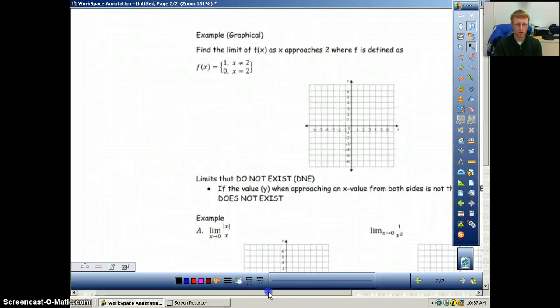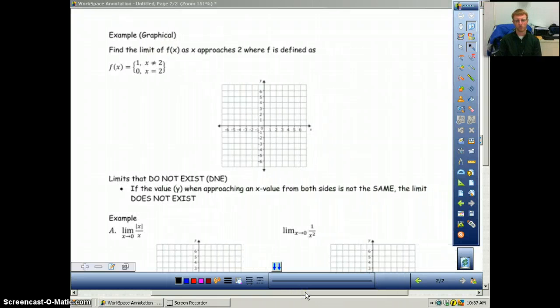So we're going to start with this. This is a piecewise function. Now I know you don't have a ton of experience with piecewise functions, but basically this is telling you what f of x is equal to based on conditions. It's saying f of x is equal to 1 if x is not equal to 2. In other words, f of x is going to be equal to 1 at every point except for x equals 2.